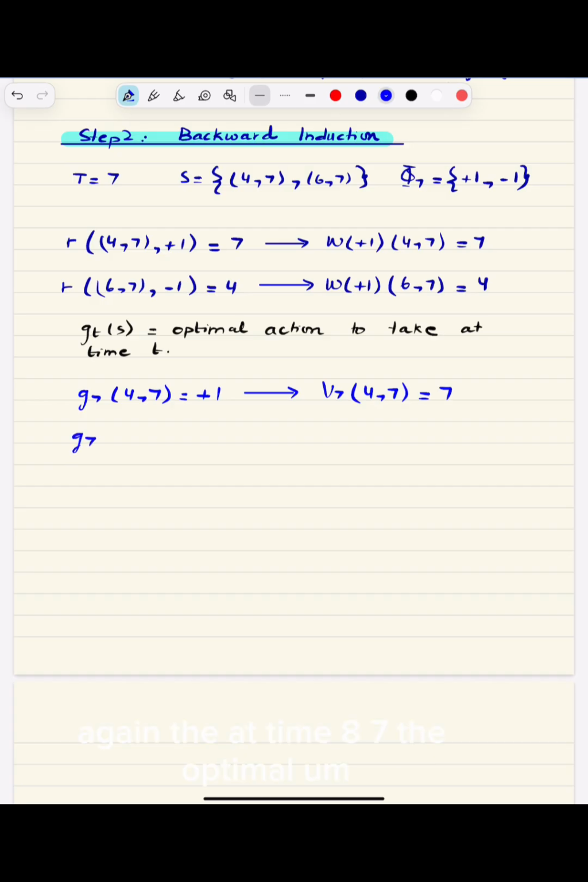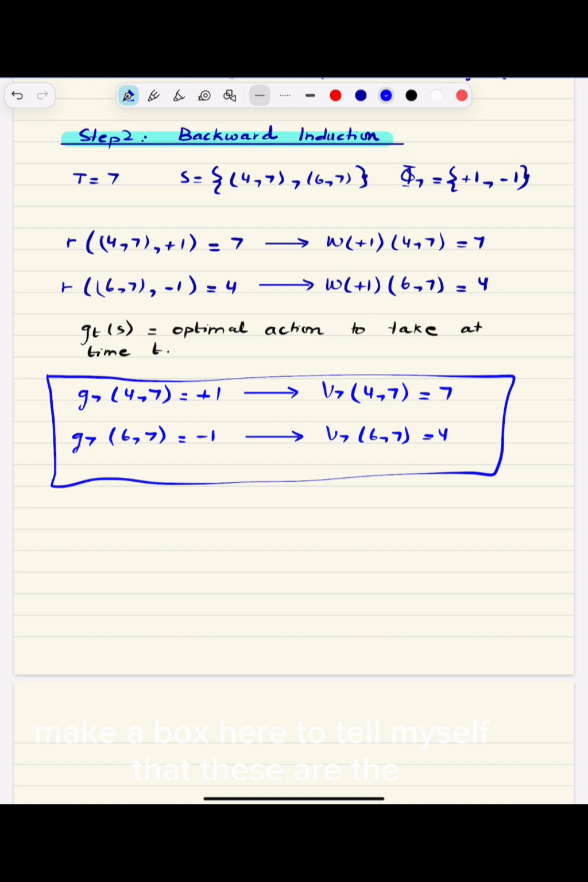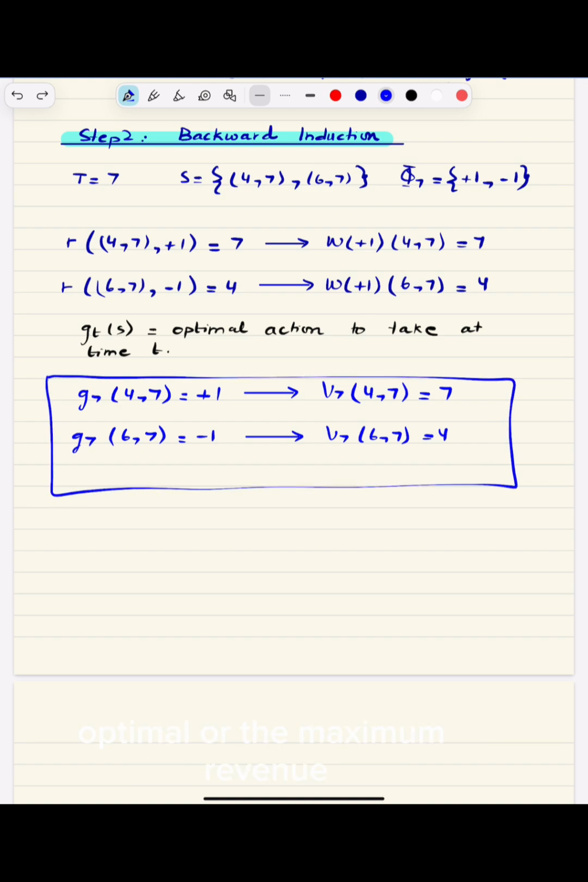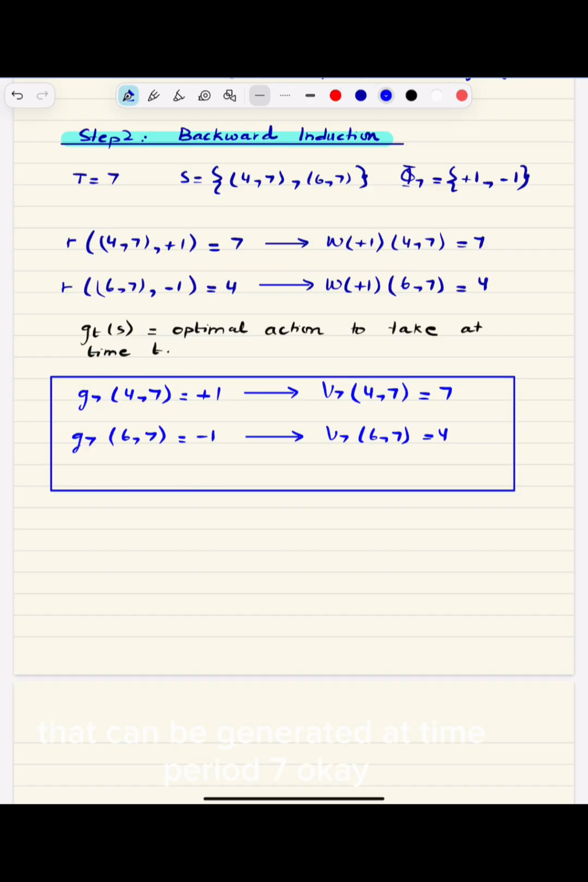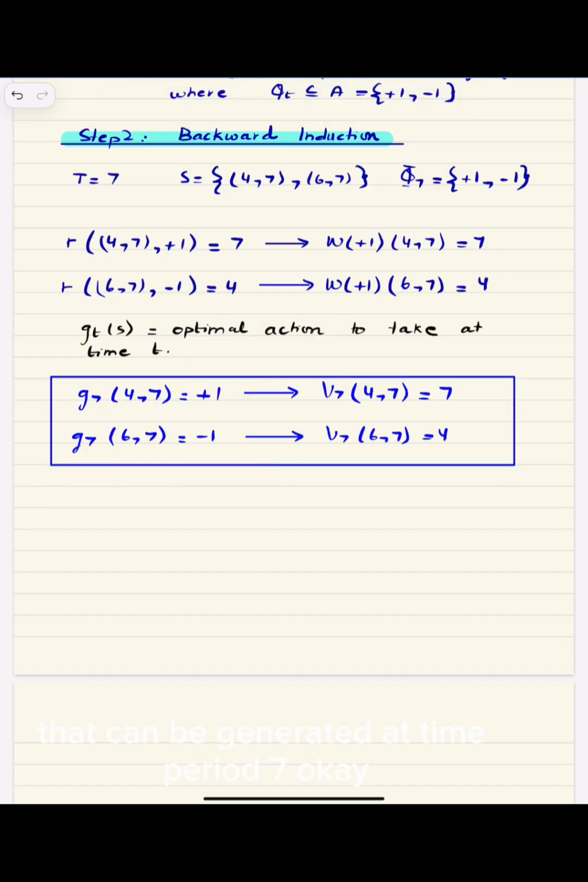Again, at time period 7, the optimal move to make is going left, and this will give us the reward of a 4. And basically I'm going to now make a box here to tell myself that these are the optimal or the maximum revenue that can be generated at time period 7. Okay, now I'm going to go back one more time period.